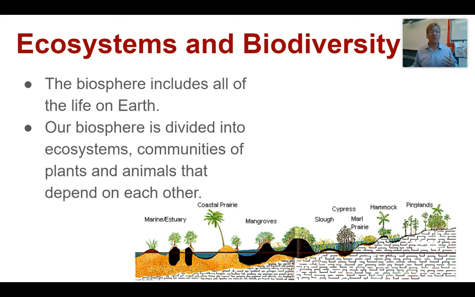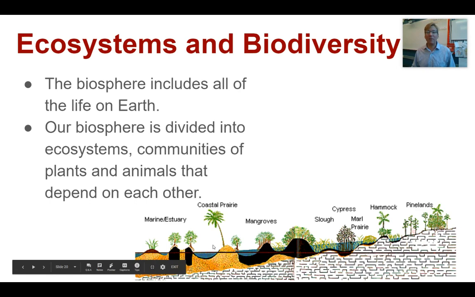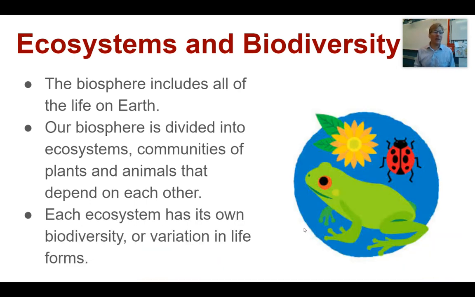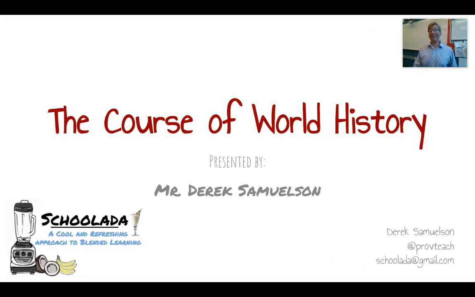Now, our biosphere is divided into ecosystems, which are communities of plants and animals that depend on each other. So all these animals and plants exist and codepend. Now, each ecosystem has its own biodiversity or variation of life. Some has a lot of life and some has very little, but it is its own biodiversity within a particular ecosystem.